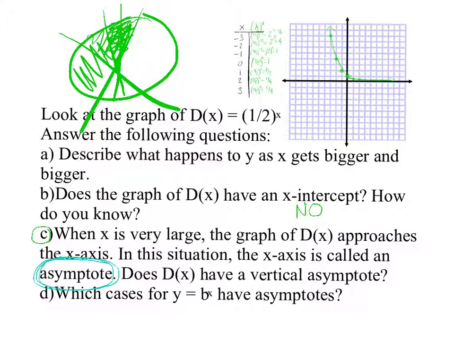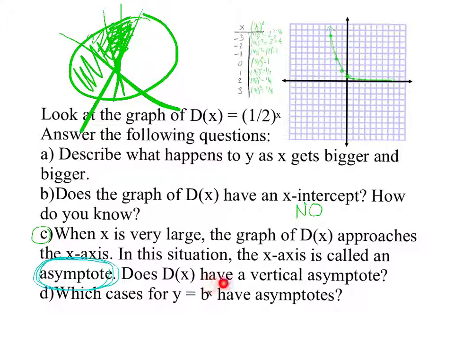The idea of an asymptote is that it's a line that a graph gets really, really close to, but it never actually goes past it. It just hugs it and hugs it. So that would be a horizontal asymptote. The x-axis is our horizontal asymptote because you can see right here that it hugs it horizontally.